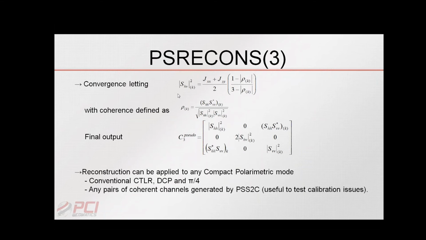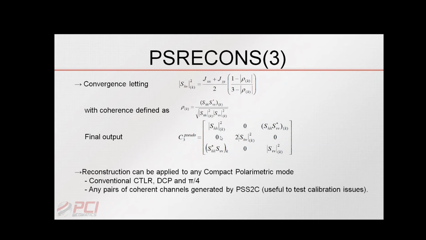And when you get a convergence, mainly to estimate the HV, because the HV is a really important measure, but unfortunately with a compact pole dataset, we never have a pure measure of HV. So we have to reconstruct this HV. Based on this reconstruction, we will estimate as well the HH and VV components from your compact pole channels. And then you end up with your final pseudo-quad covariance matrix. We can reconstruct this matrix, but as you can see, there is some information that is missing.